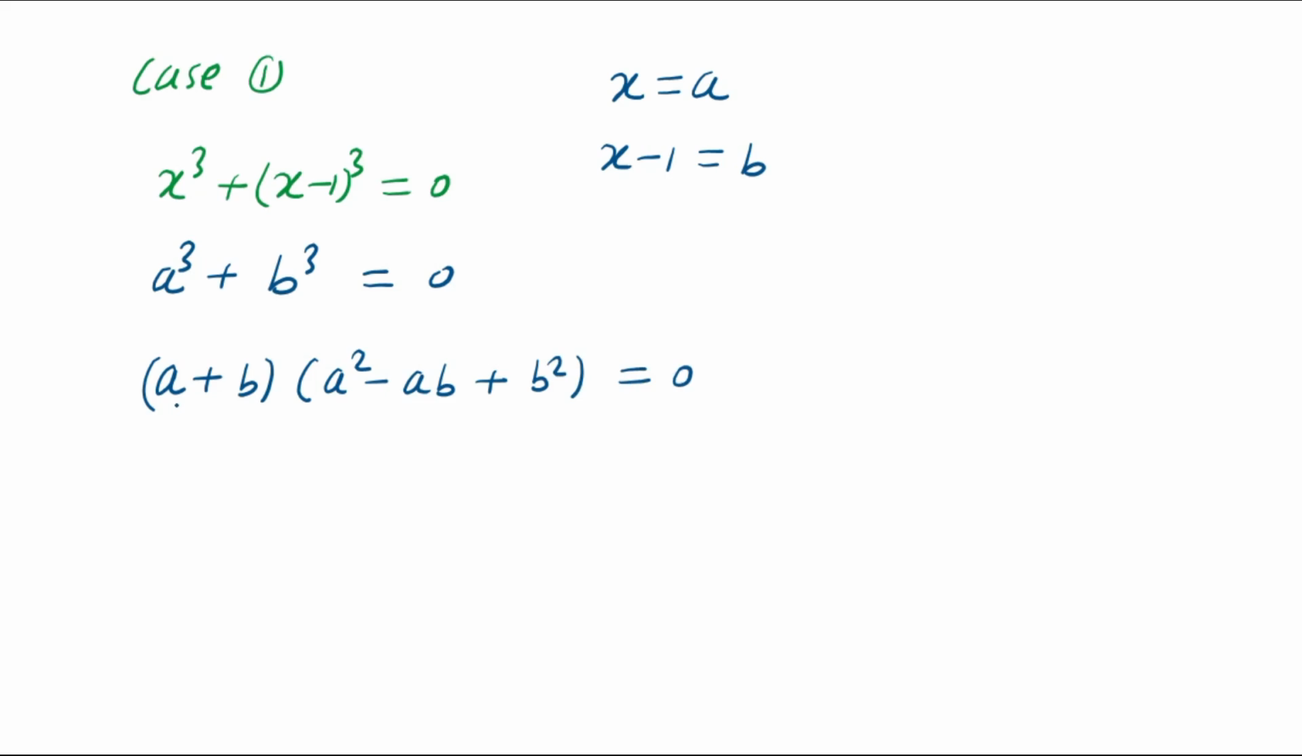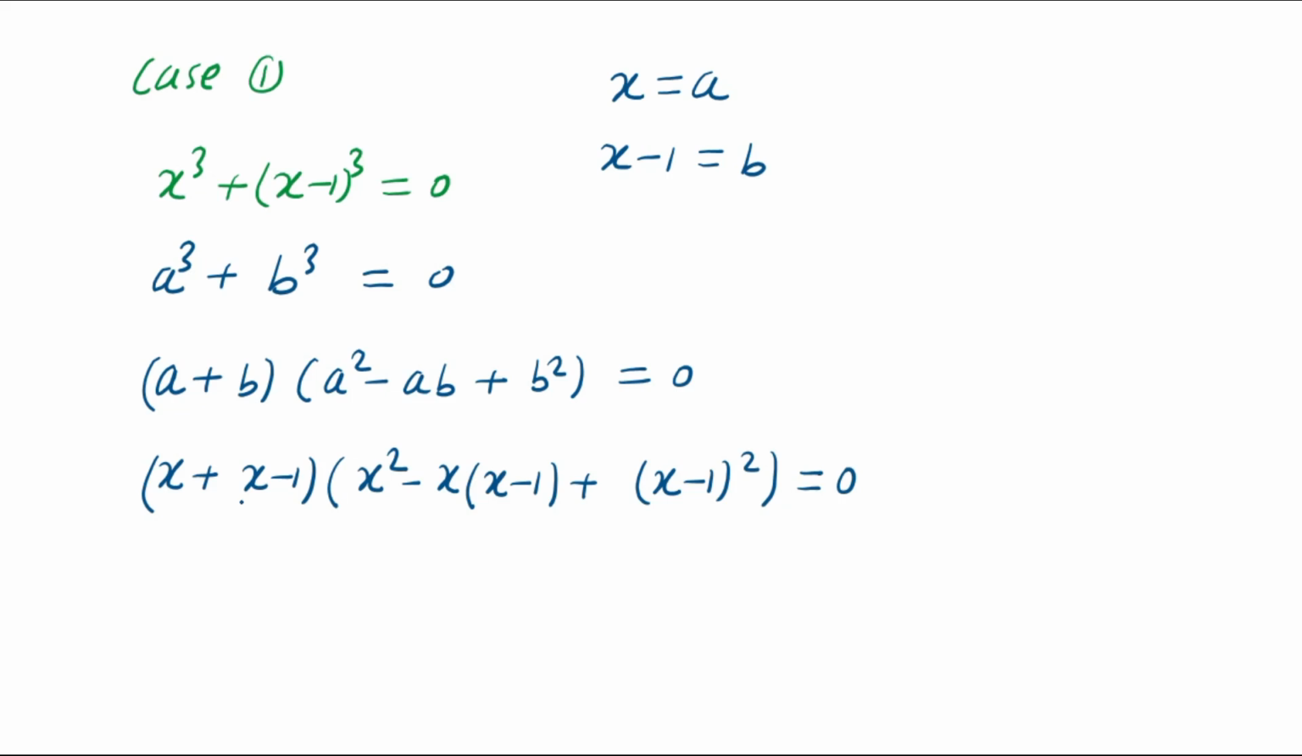Here, look carefully at our substitution: a is equal to x and b is equal to x minus 1. So a is replaced by x plus b is replaced by (x minus 1), multiplied by a square is replaced by x square minus a is replaced by x times b is replaced by (x minus 1) plus b square is replaced by (x minus 1) whole square, and this is equal to 0.